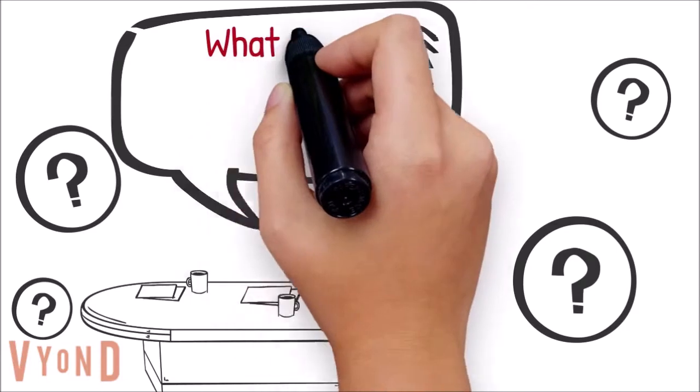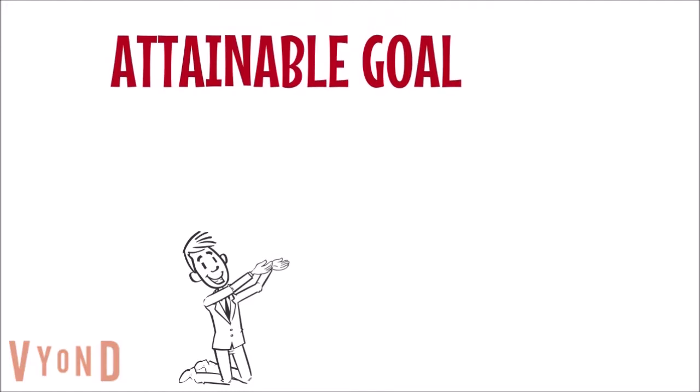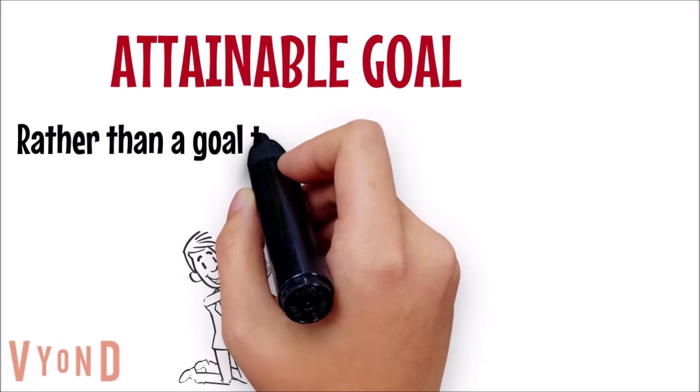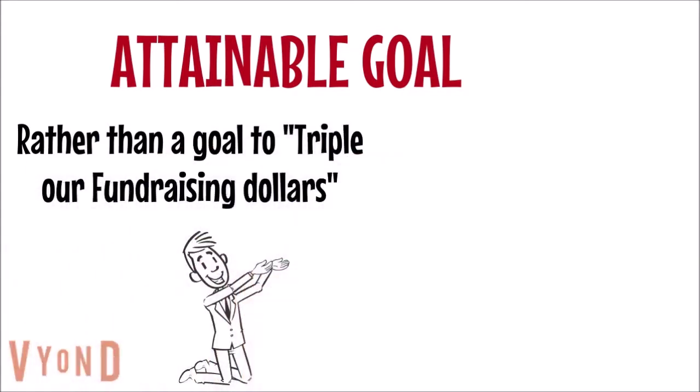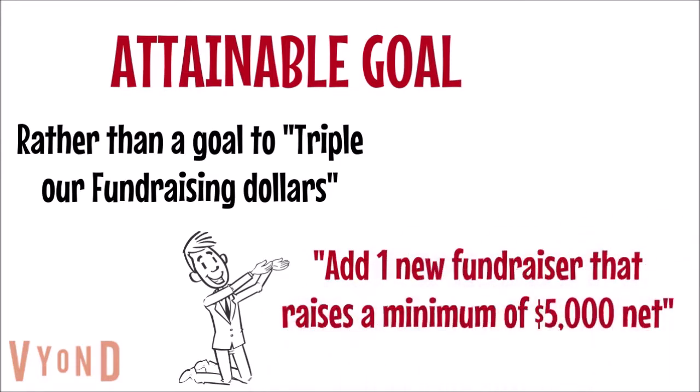What is an attainable goal? An attainable goal would be something that is reasonably achievable within the time frame of your Rotary year. So, for instance, instead of a goal to triple your fundraising dollars, perhaps the goal should be to add one new fundraiser that raises a minimum of $5,000 net.